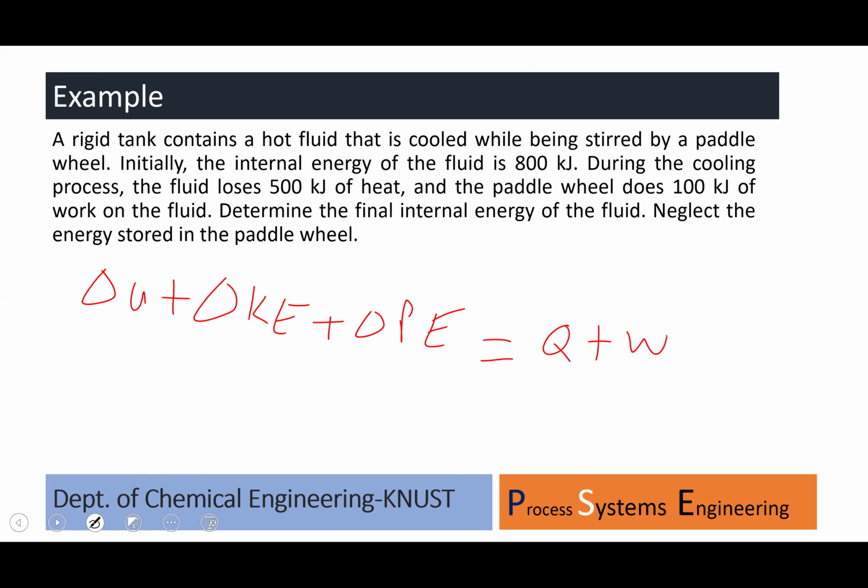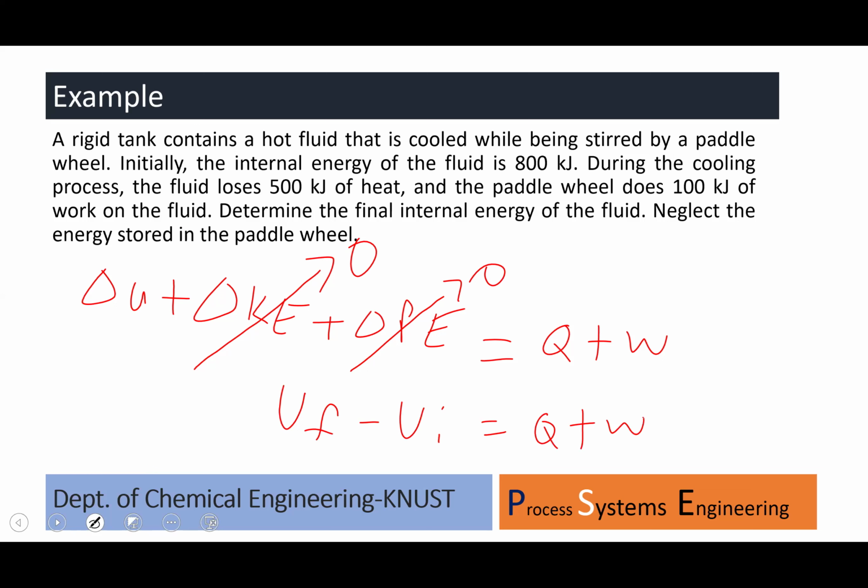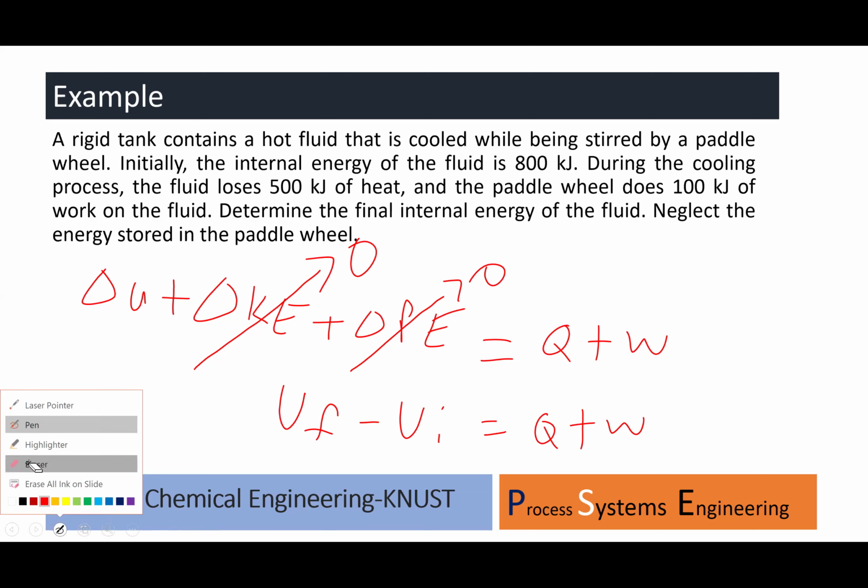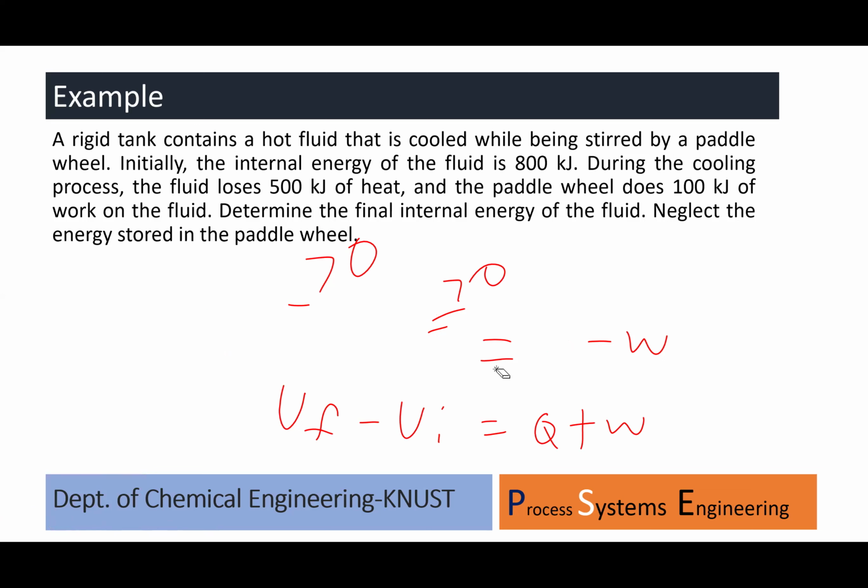And we can see that there's no kinetic energy being spoken about in the question, or nothing that indicates kinetic energy. We can also assume that potential energy is going to zero. So kinetic and potential energy are going to zero. So at the end of the day, we are going to just have our change in U to be Q plus W, right? So our change in U can be our U final minus our U initial to be equal to our Q plus our W. Now, as we look at this, the question gave us very important things to take note of.